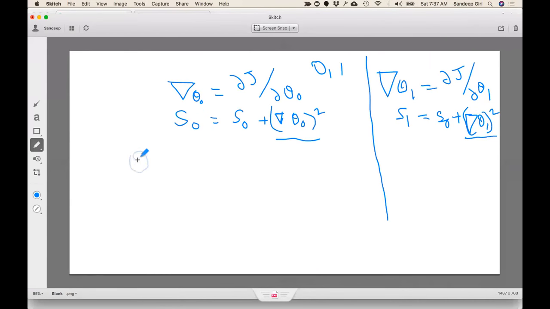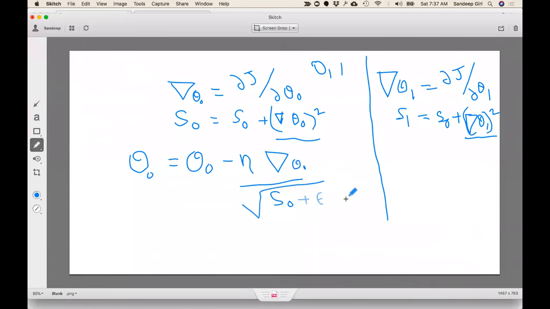So we are saying the next value of theta naught is going to be theta naught minus eta multiplied by the gradient for theta naught divided by s naught. Now, since s naught could be 0, what they have done is, instead of just using the square root of s naught, added one tiny number to it, so that this never becomes a division by 0.